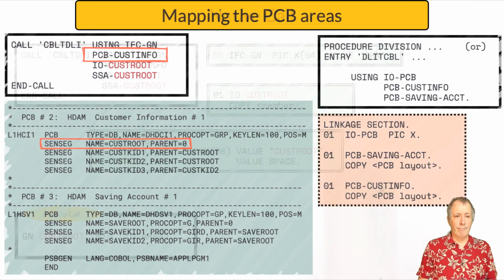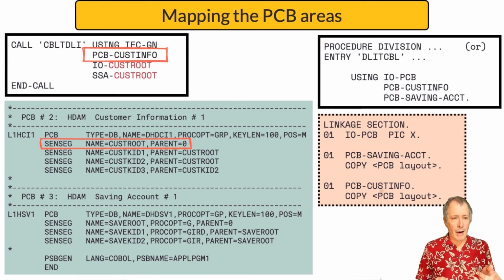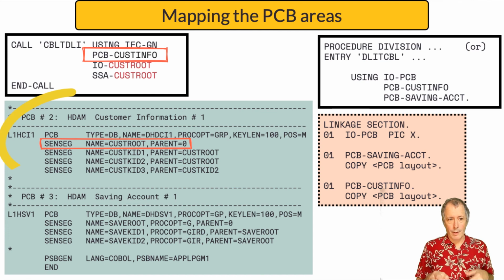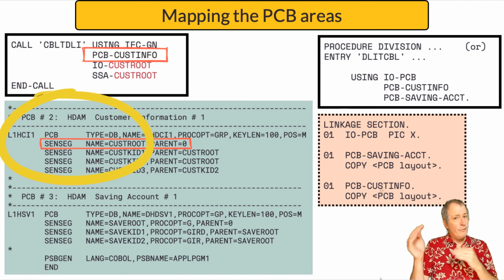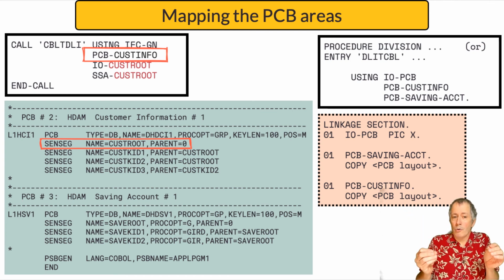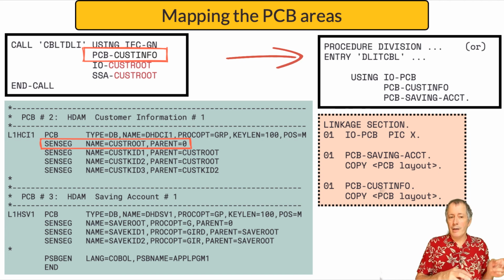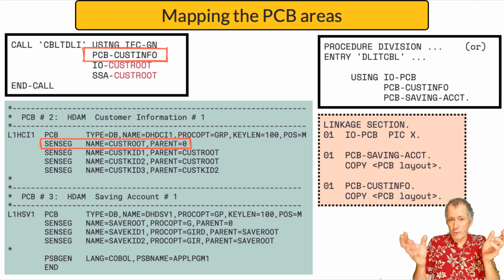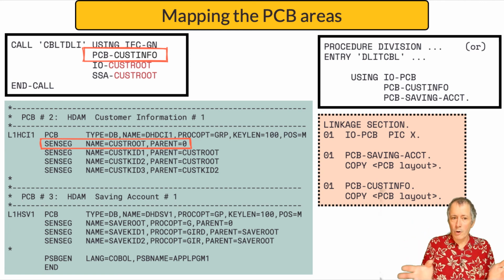So back to parameter 2, the PCB mask. The customer info database is PCB number 2. But it's not an offset number that we work with here. We actually have a map on top of it. In the code, most programs will use ENTRY DLITCBL USING, and that's what appears when I do a Google search. It seems like most programs use ENTRY DLITCBL USING in order to map the PCB mask.